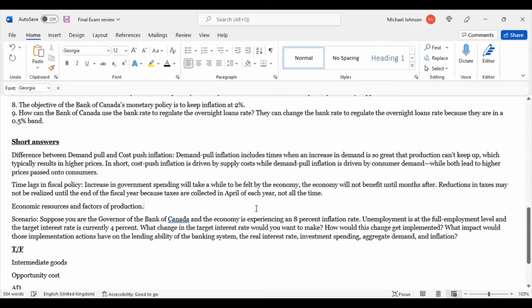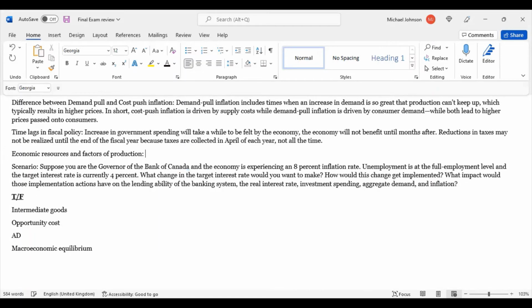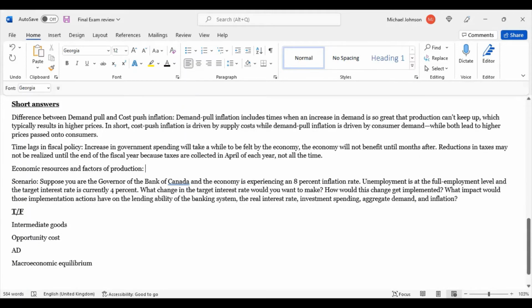So economic resources and factors of production. There might be questions on that. Factors of production: increase in price, therefore less can be produced.